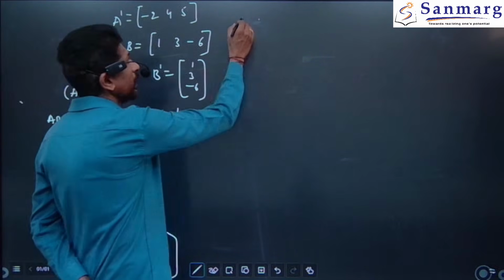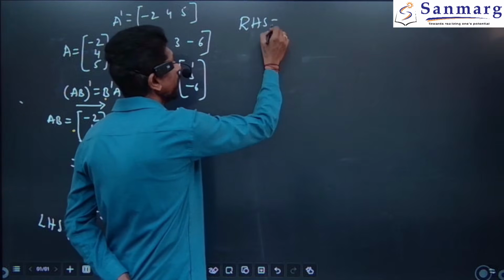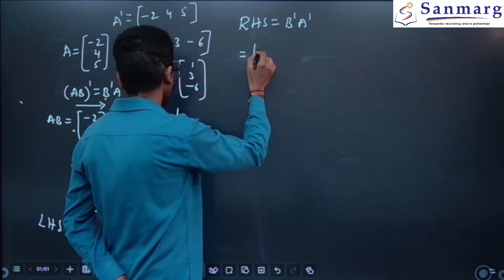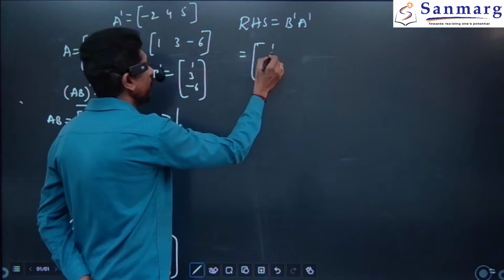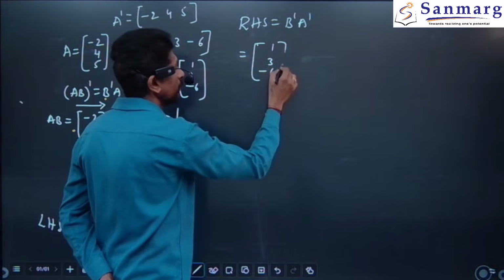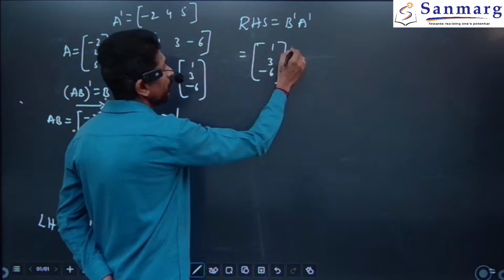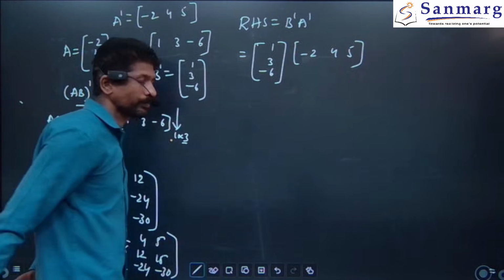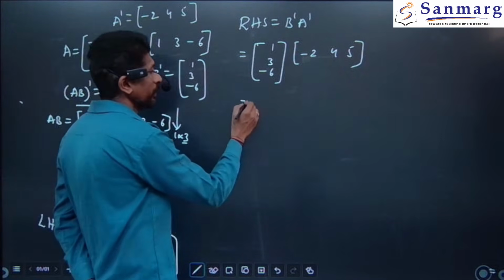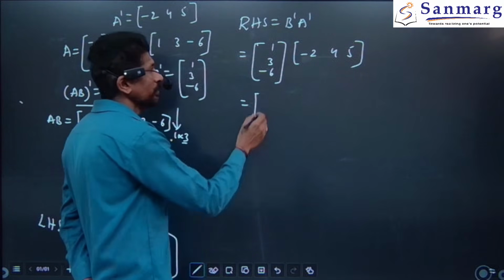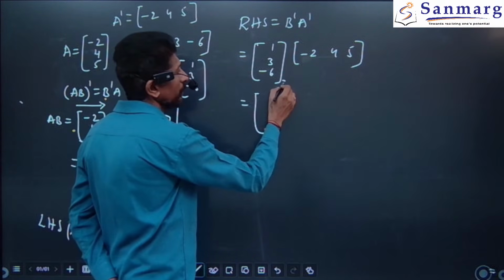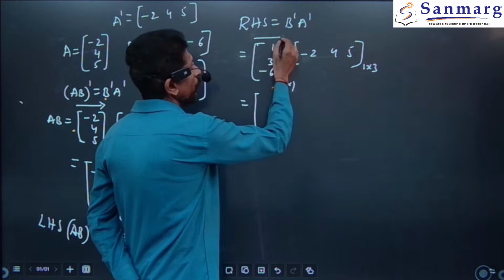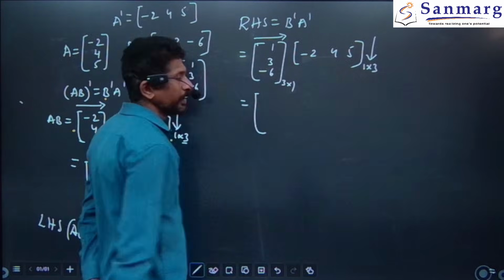So now considering the RHS part, the RHS part is B dash into A dash. B dash is now 1, 3, minus 6. And A dash we are finding, that is minus 2, 4, 5. Now you have to find out the RHS part. Again it is having 3 into 1 and 1 into 3 order, so again you have to go with the matrix multiplication now.